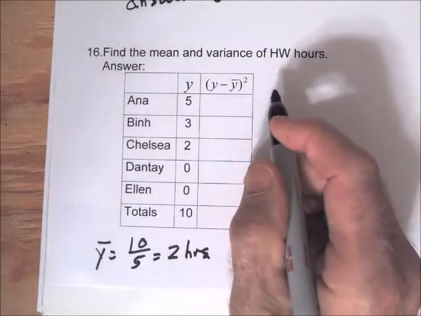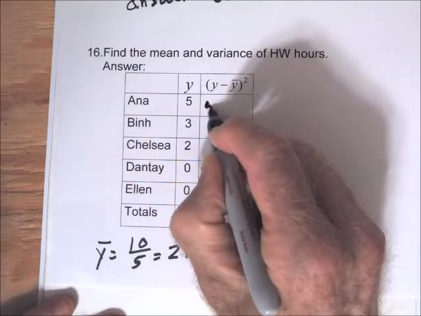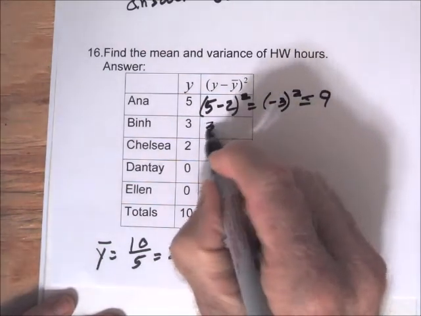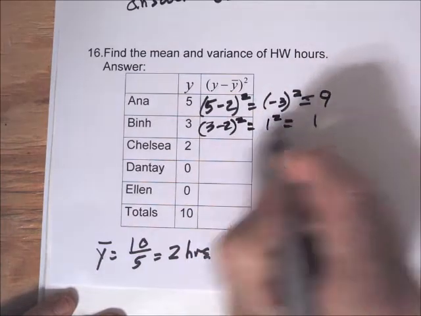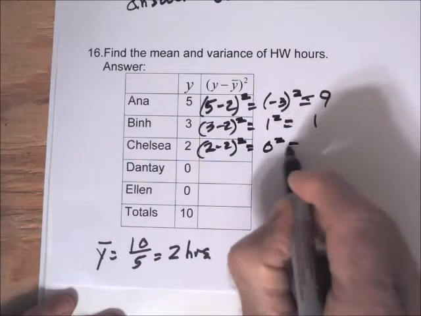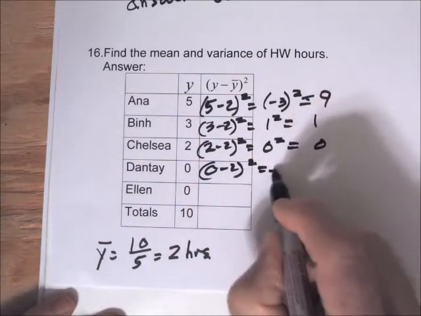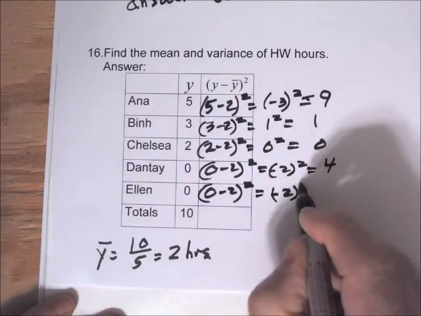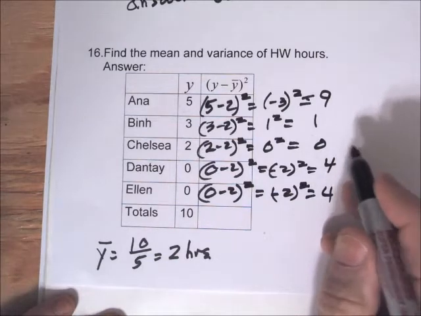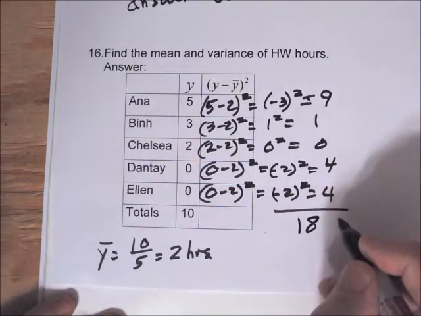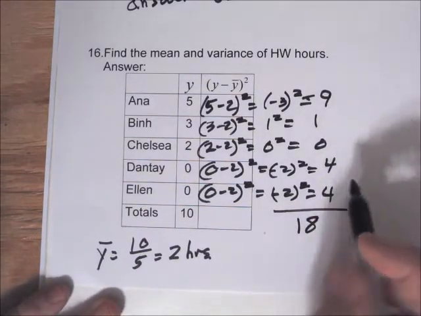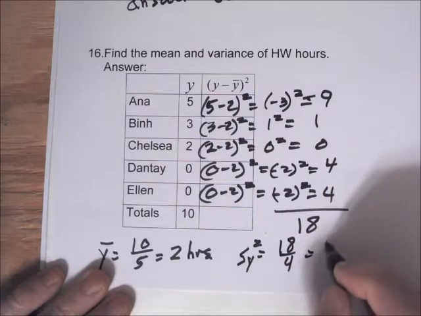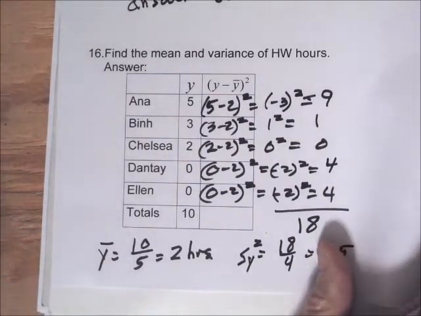So when we get the deviation from the mean, I'm going to subtract 2 from each value. 5 minus 2 squared, 3 squared, which is 9. 3 minus 2 squared, 1 squared is 1. 2 minus 2 squared, 0 squared is 0. 0 minus 2 squared, negative 2 squared is 4. 0 minus 2 squared, negative 2 squared is 4. So the total is 18. So for the variance, we have 4 degrees of freedom, so the variance for the Y variable, S_Y squared, is 18 divided by 4, which would be 4.5.